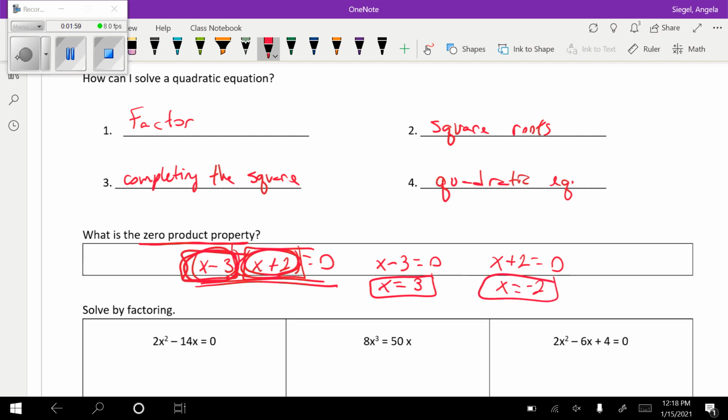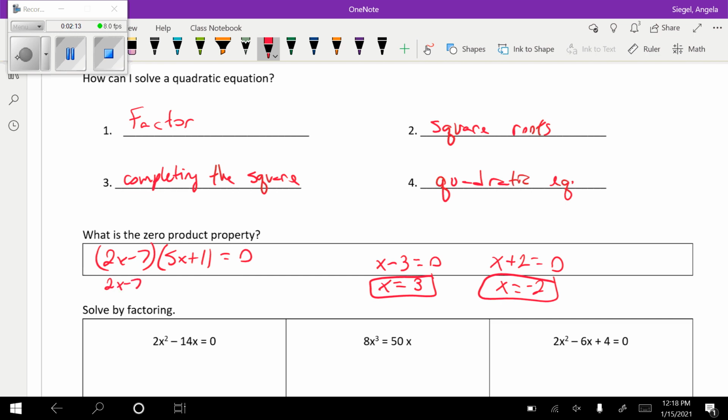So sometimes they're not as easy as just that. So if I have like 2x minus 7 and then 5x plus 1, that's where it's really imperative that you set it equal to 0. So 2x minus 7 equals 0. I'm going to move that 7 over. 2x equals 7. So x equals 7/2. So just make sure that you're going through that process and really truly setting it equal to 0.